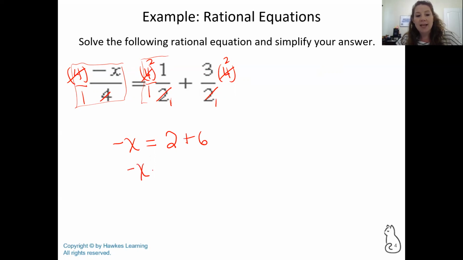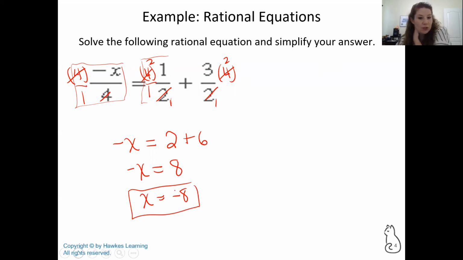So I end up with negative x is equal to positive 8. If negative x is positive 8, that means positive x must be negative 8. And that one would be quick to check. I know that 1 half plus 3 halves is 4 halves, which equals 2. And then I'm going to do the opposite of x. Well, since x is negative 8, the opposite of x is positive 8. And I know that positive 8 divided by 4 is also 2. So I know those are equal and I know my answer is right.